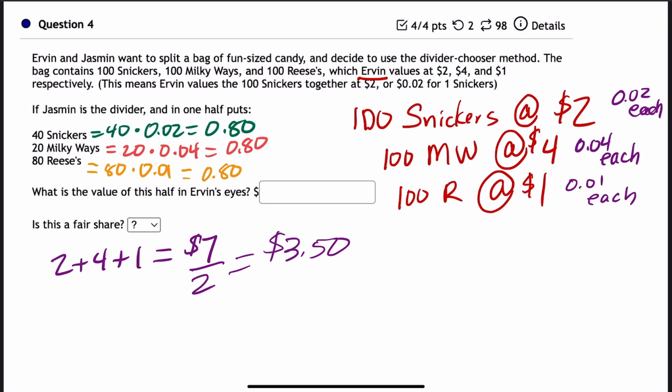So to find the total, we're going to add those three numbers up. And I know that 8 times 3 is 24. So 8/10 times 3 is going to give us $2.40, which looks like it is not a fair share because this value is less than what Irvin values it as. So we're going to say that no, this is not a fair share.